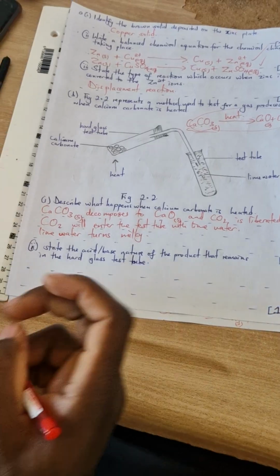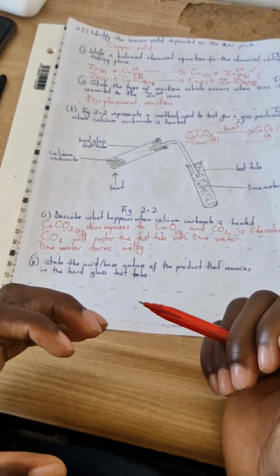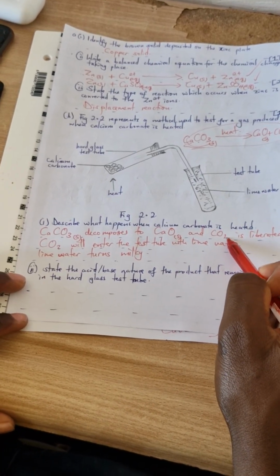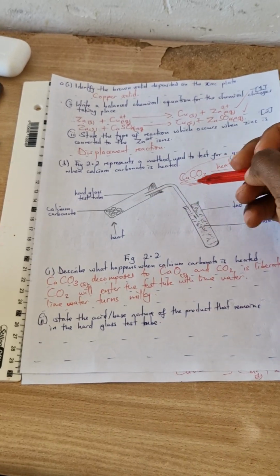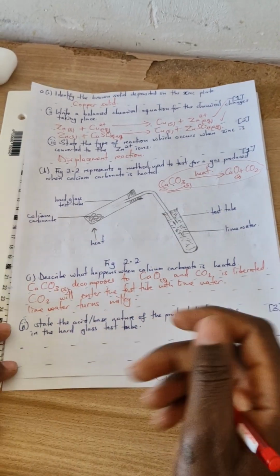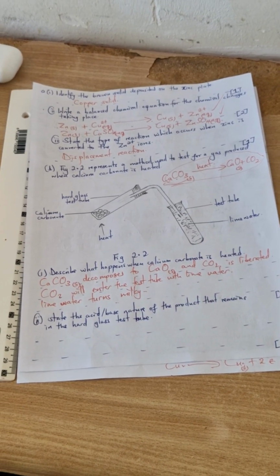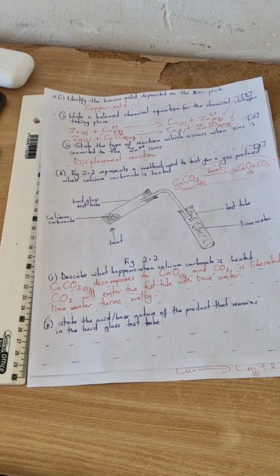So the first thing was to say calcium carbonate decomposes to form calcium oxide and carbon dioxide. Then the second thing is that the carbon dioxide released will turn the lime water milky. Right. So that's what is expected on that part. So we can take the 3 marks.